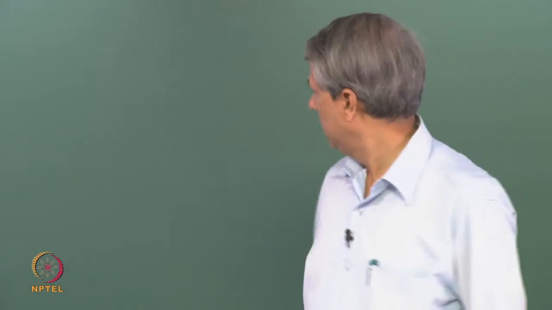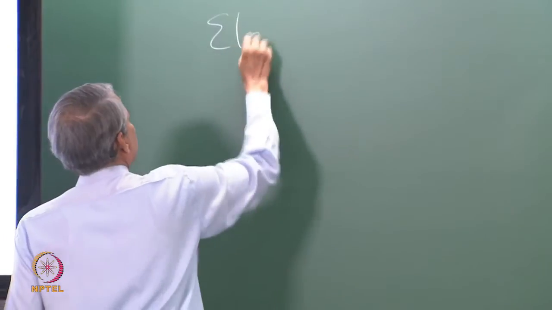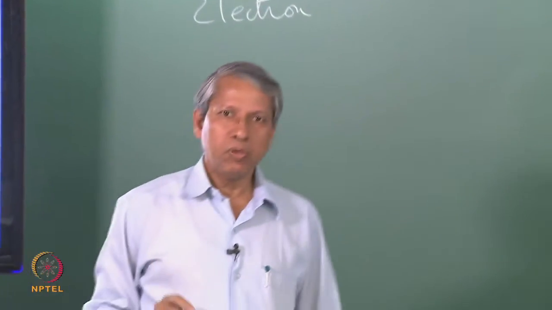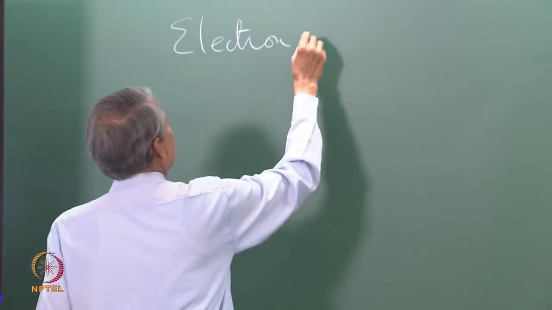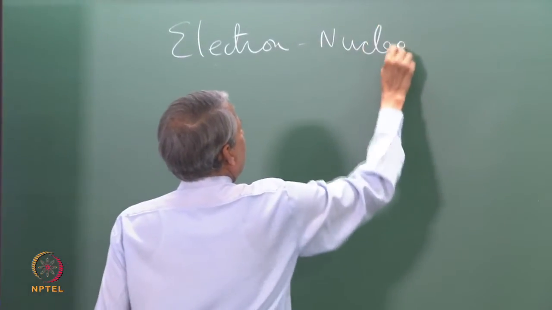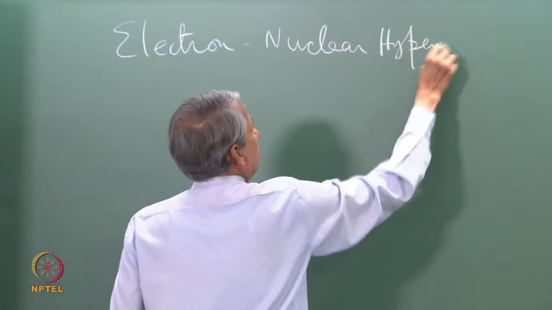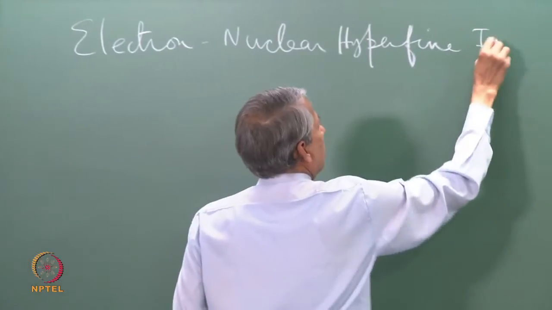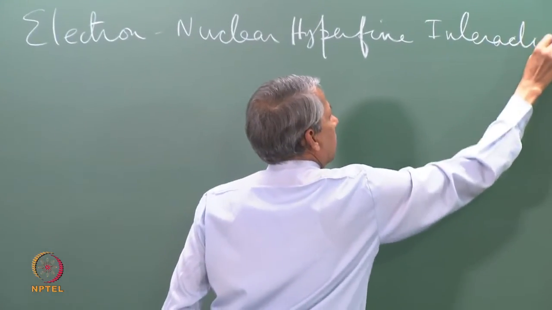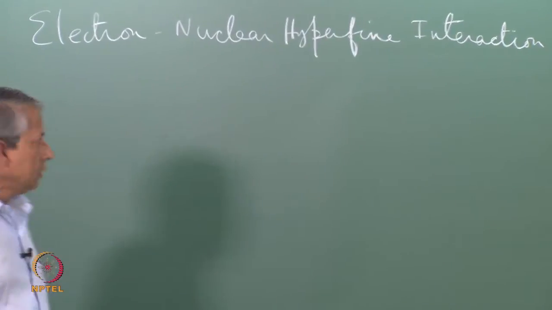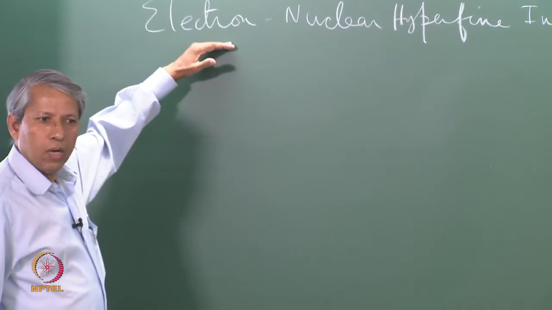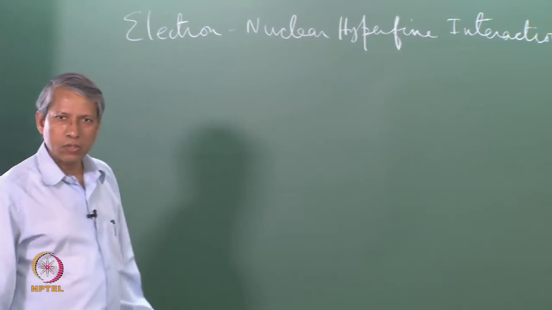We are going to discuss this electron-nuclear hyperfine interaction. I introduced this last time without explaining what it means. So today we are going to figure out what it is. I said that this interaction produces lots of hyperfine lines, and let us try to understand the origin of that.